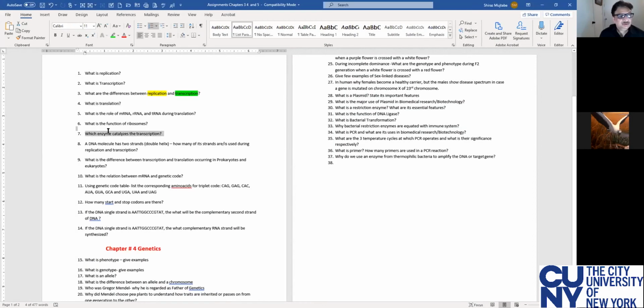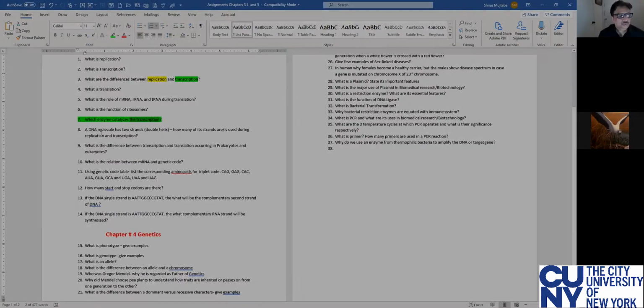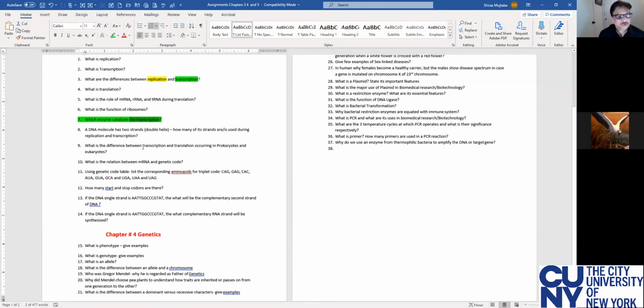Question number 7, which enzyme catalyzes transcription? I mentioned this a couple of times. What is transcription? DNA to RNA, and the enzyme is RNA polymerase. So RNA synthesis, RNA polymerase. DNA synthesis, which is replication, it is DNA polymerase. Question number 8, pay attention to this question. A DNA molecule has 2 strands, a double helical structure. How many strands are used during replication and how many during transcription?